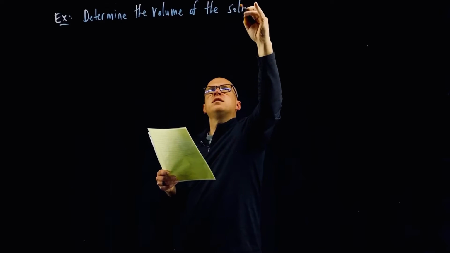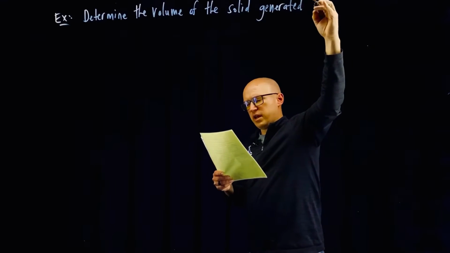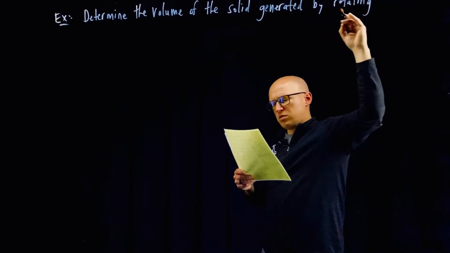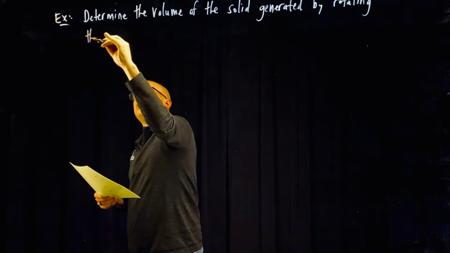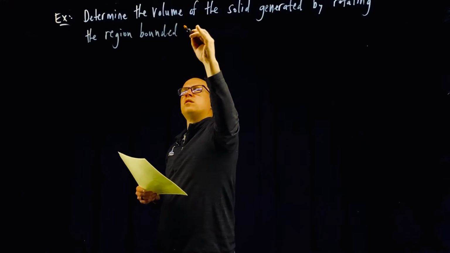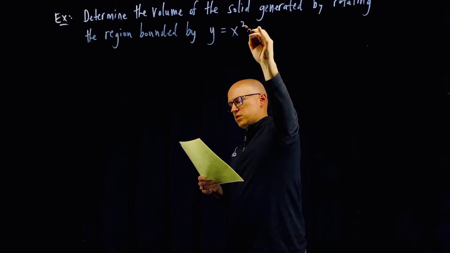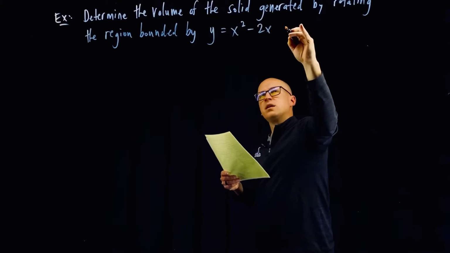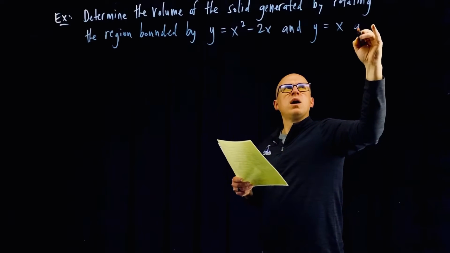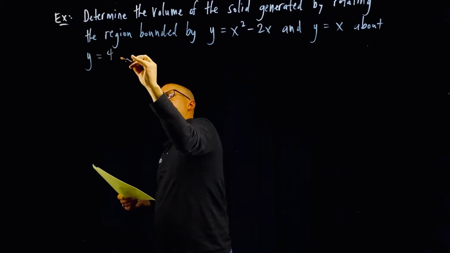All right, so we're going to determine the volume of the solid generated by rotating the region bounded by y equals x squared minus 2x, and y equals x, about y equals 4.